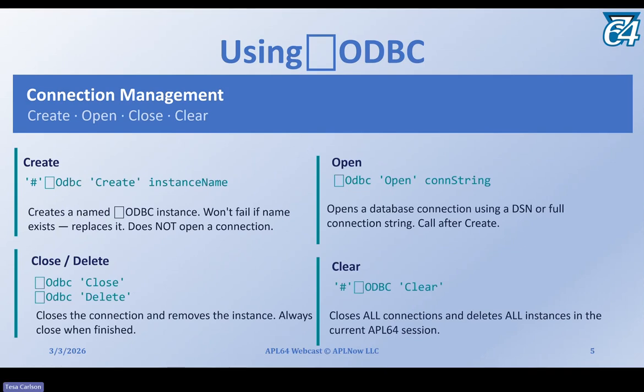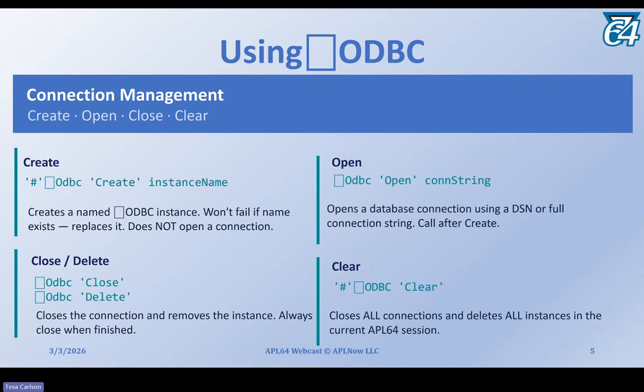Okay. Let's look at connection management actions. We have create, open, close, delete, and clear. The create action is performed on the Quad ODBC object. It creates a Quad ODBC instance with a user-provided name in the right argument. Multiple Quad ODBC instances are possible in the same APL64 instance, so that multiple ODBC databases may be conveniently accessed.